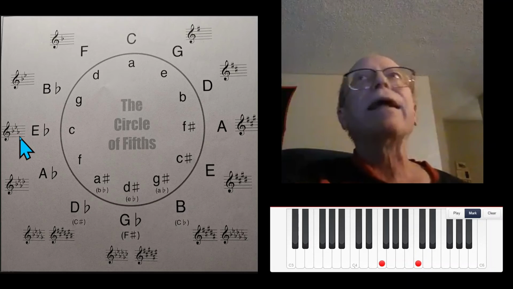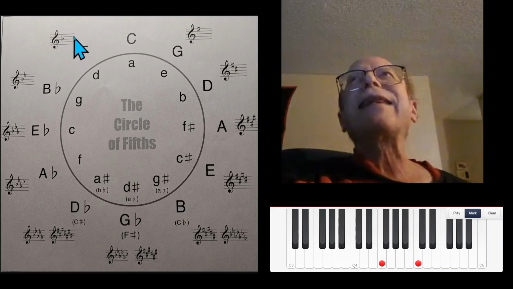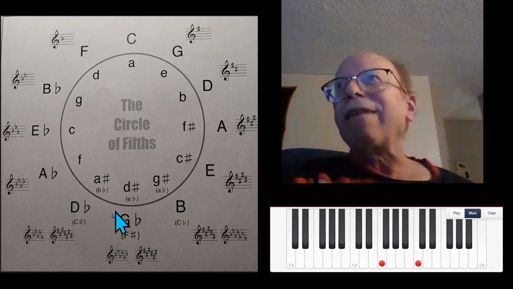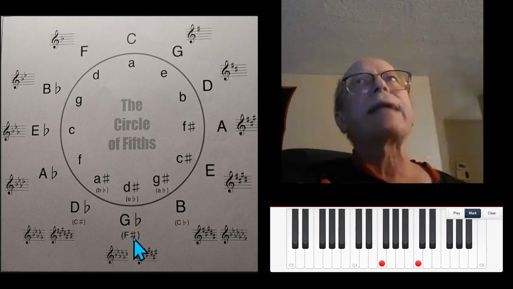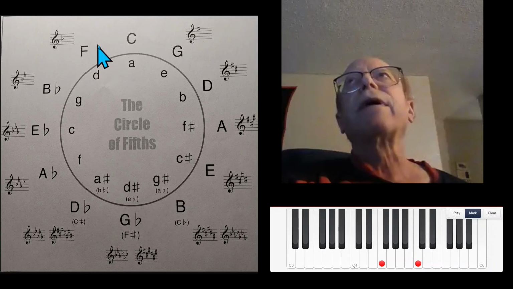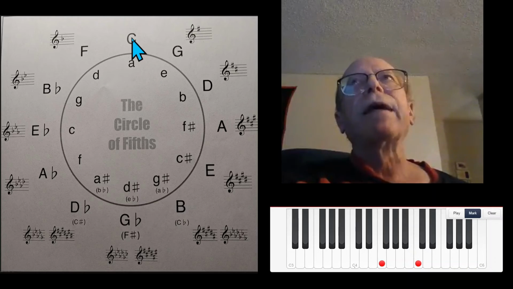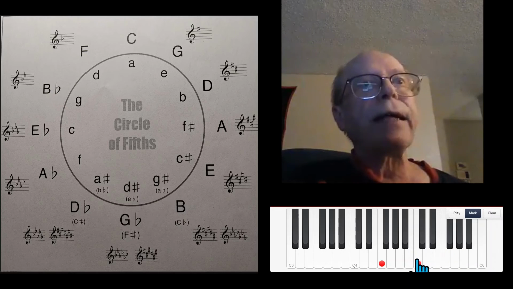All right? Now the reason that it's so confusing here is that these flat keys, there's actually one right here at the bottom. It's G flat and F sharp. They're the same scale, okay? It's just easier to notate these keys. So the key of F going up there to C is a perfect fifth. The one thing I did want to notice though here is this key of B flat here.